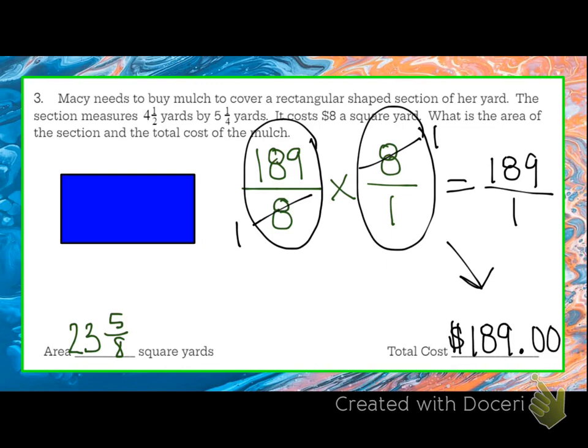Quick reminder, only two digits after the decimal when we are talking about money.